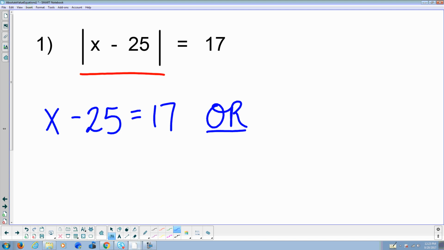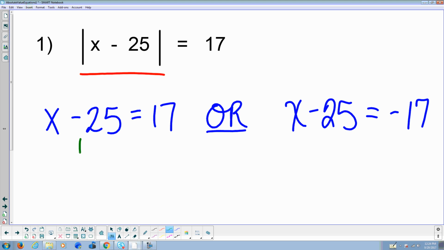And the second problem is really where we see some differences. So for the second problem, we're going to keep the expression x minus 25, keep the equal sign, but anything that comes after the equal sign is going to get a sign change. Is equal to negative 17. So there's our two problems. First problem, we just drop the bars and bring everything down. Second problem, we change the signs that come after the equal sign.